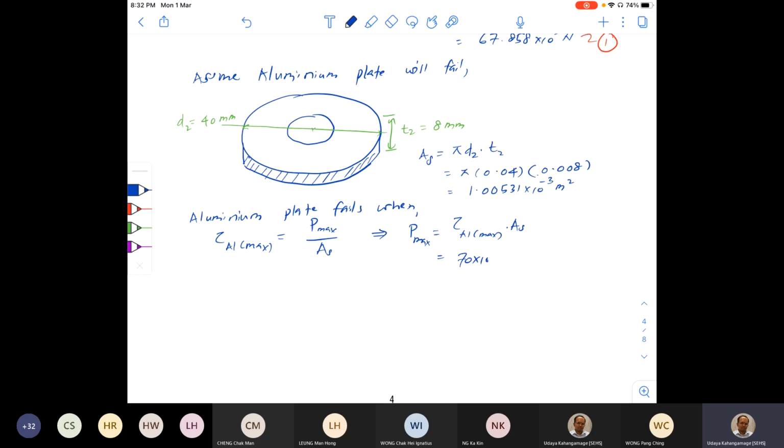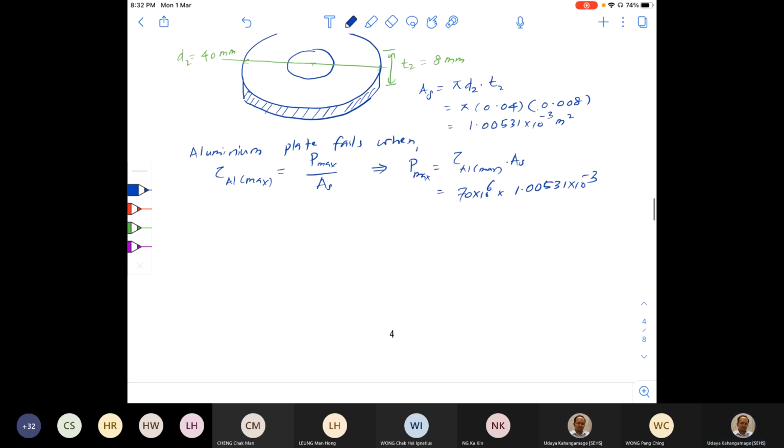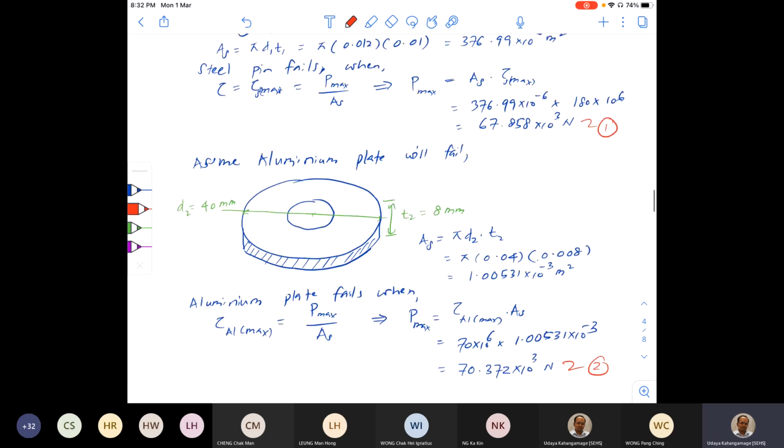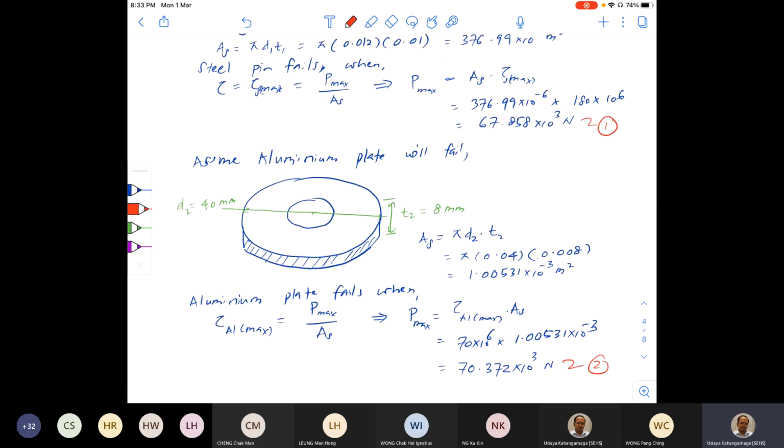70 megapascal into 1.00531 into 10 to the minus 3. I did the simplification, I got this answer. So this is the second value for P max. So if you apply this much, aluminum is going to fail. And if we apply 67 something, it is still going to fail.